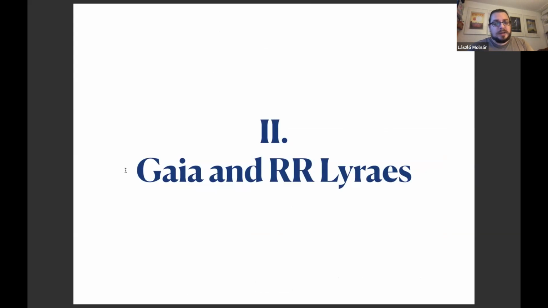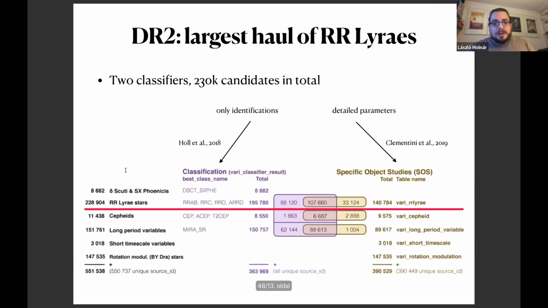Switching to Gaia briefly, because then I will talk about how we can combine Gaia and TESS. Gaia DR2 has been the largest hoard of RR Lyrae candidates so far. I think Igor mentioned this yesterday, that only Gaia is exceeding the numbers that the Auger survey produced.